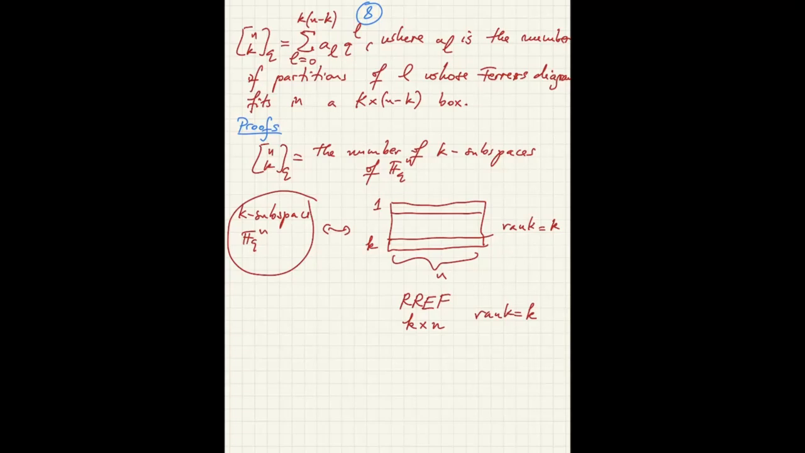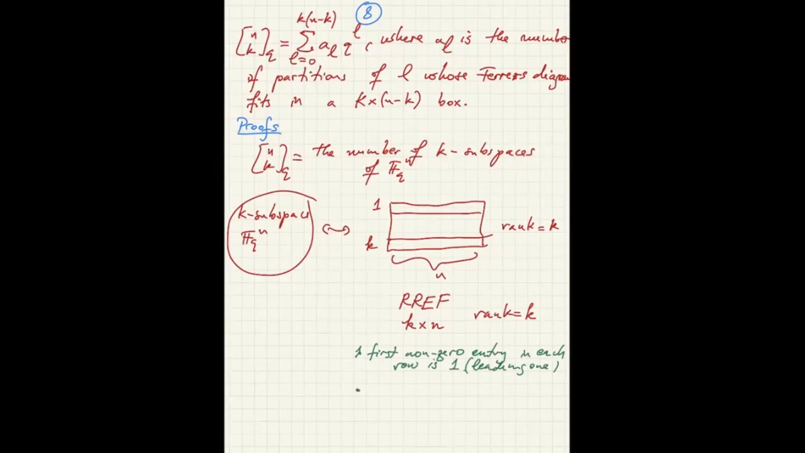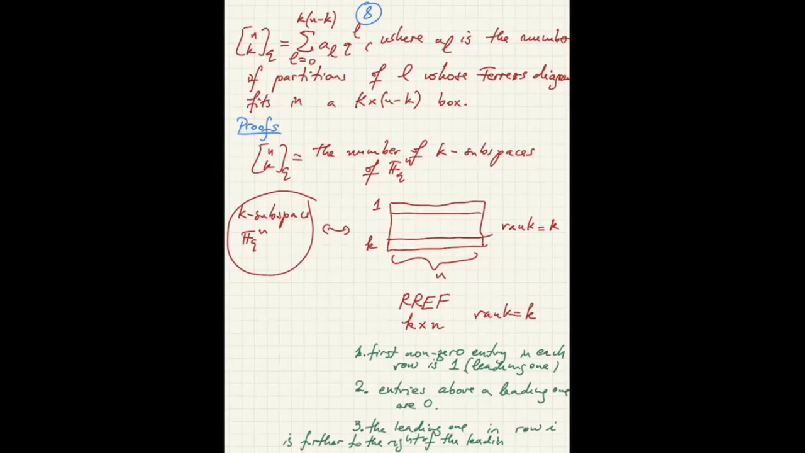So you remember from linear algebra, you have that the first non-zero entry in each row must be a one. And this is usually called a leading one. The second property, so let me put one, two: the entries above a leading one must be zero. And the third property is that the leading one in a certain row i is further to the right of the leading one in row i minus one.